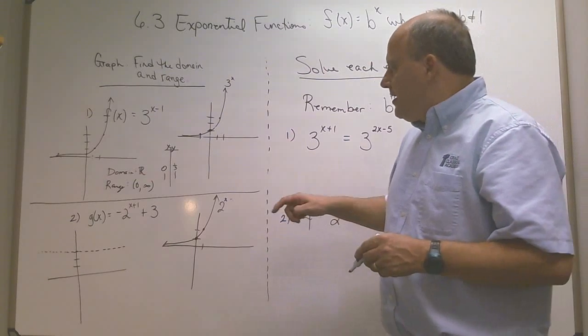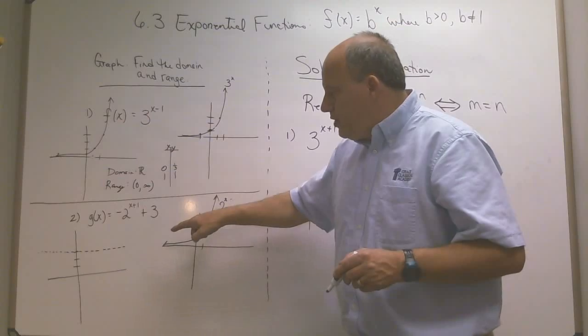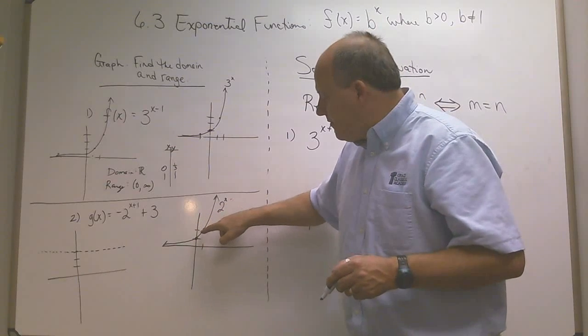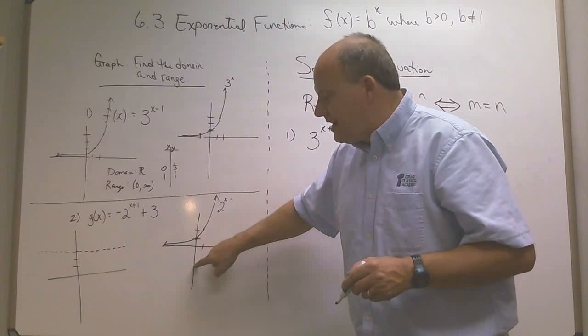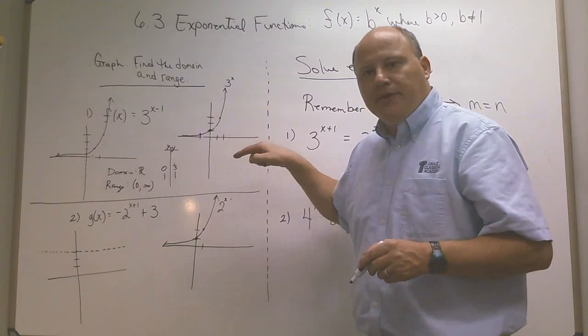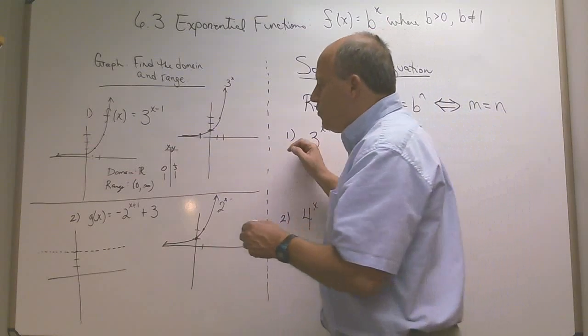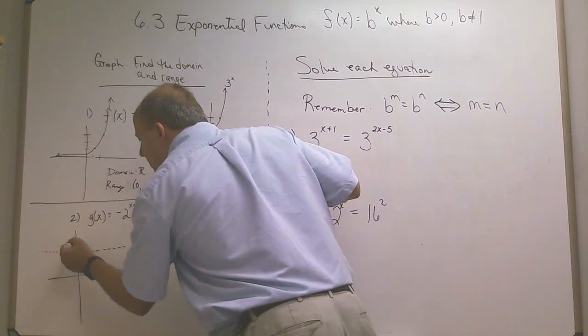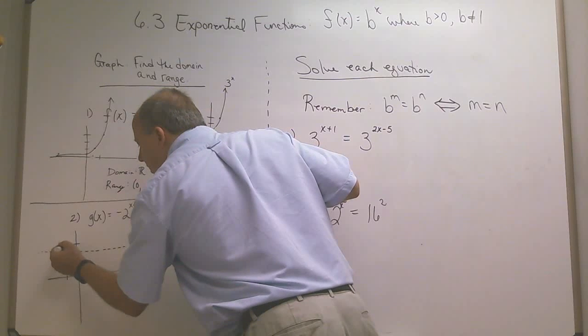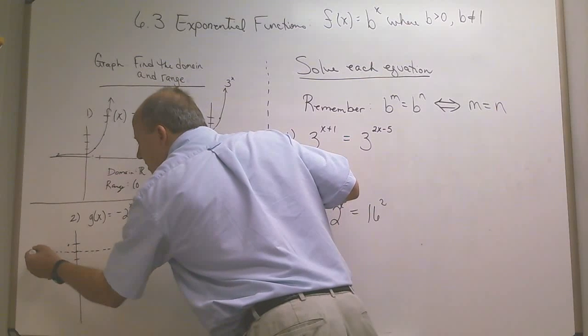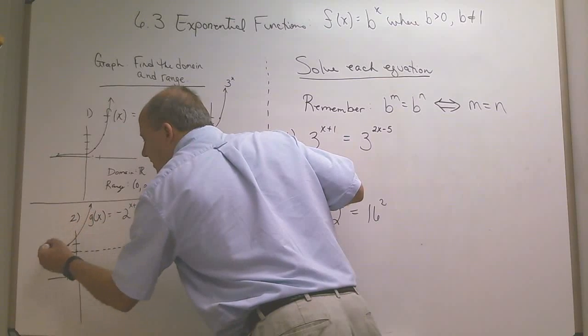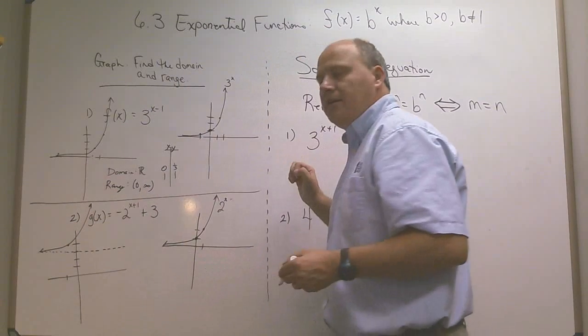So you take this graph right here, move it 1 unit to the left, turn it upside down, and then move it up 3. So what's going to happen is it's going to look like this initially. Move it 1 unit to the left right there, and it's going to look like that. But that's not the answer.